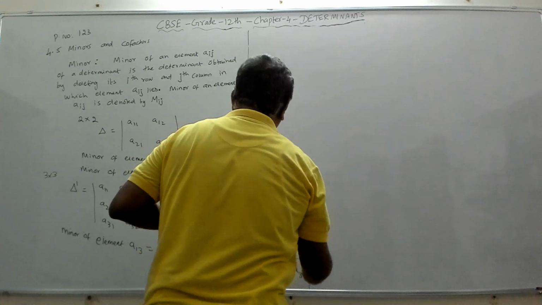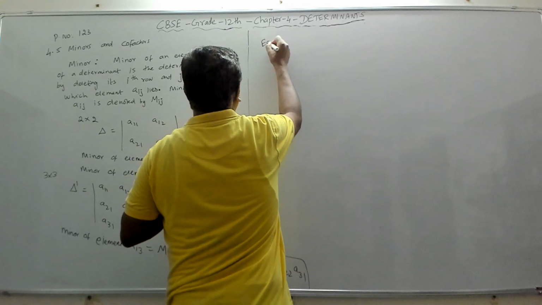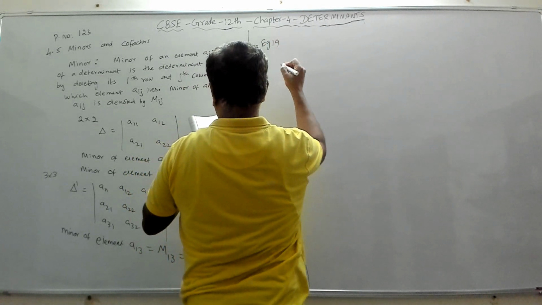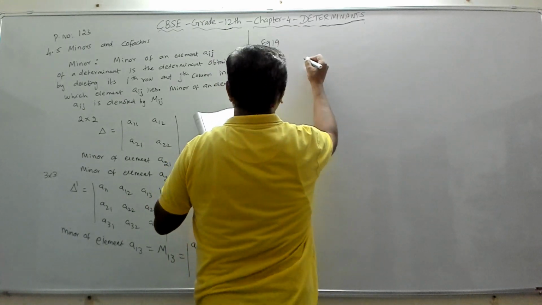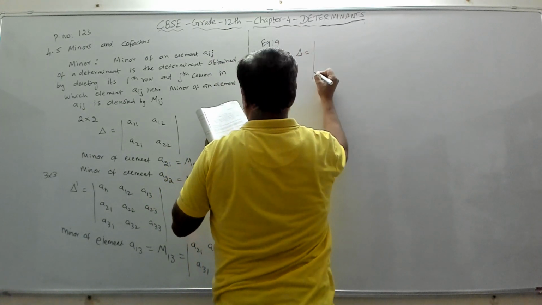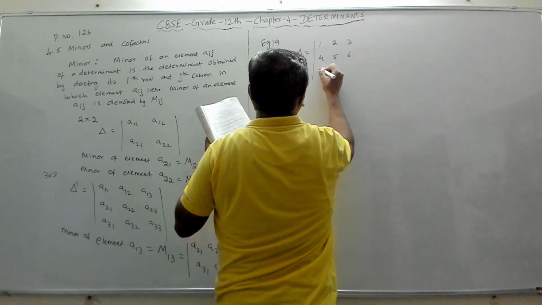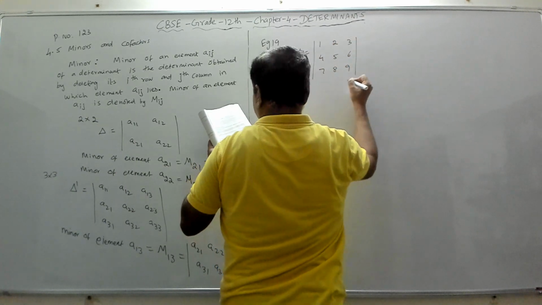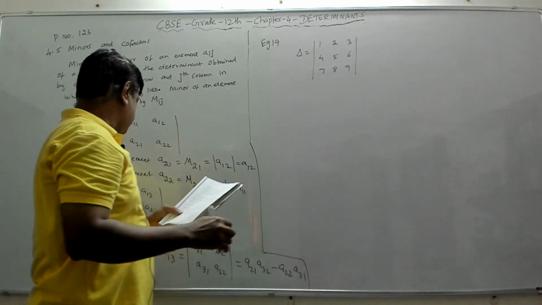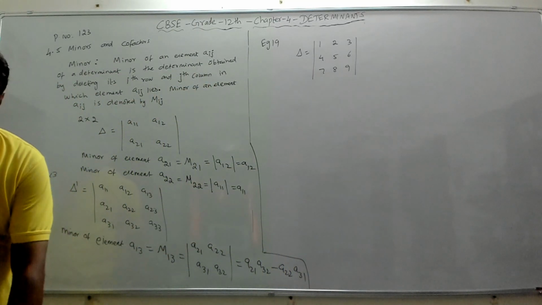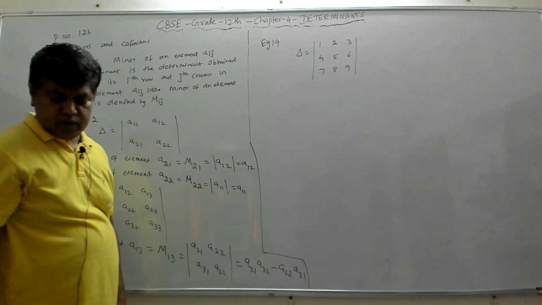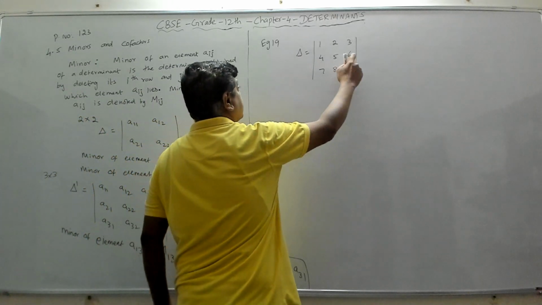So we'll go to example 19. Example 19 is: find the minor of the element 6 in the determinant. The determinant delta is 1, 2, 3, 4, 5, 6, 7, 8, 9. We have to find the minor of the element 6.